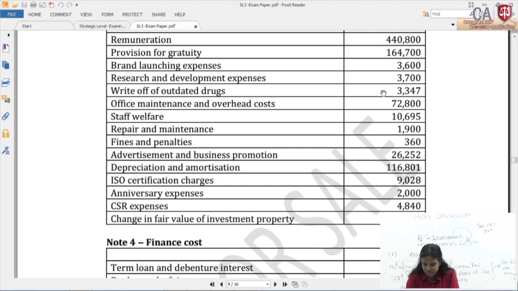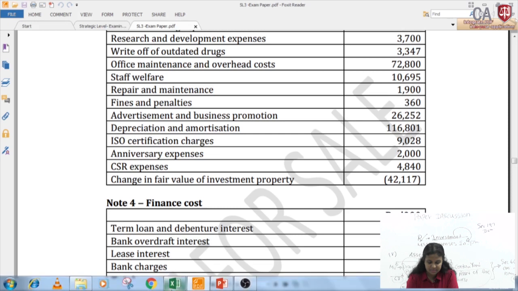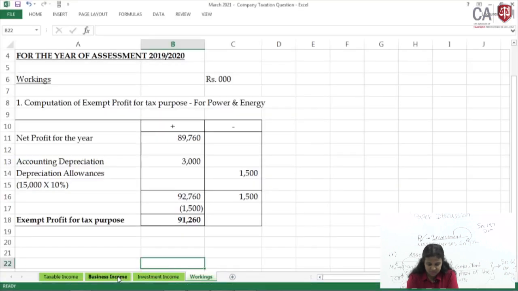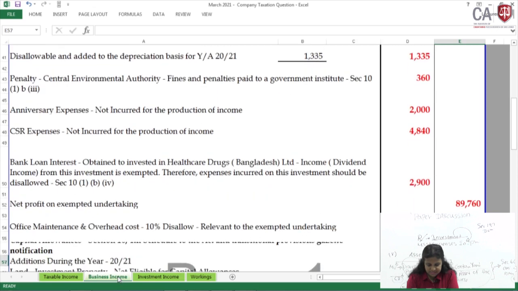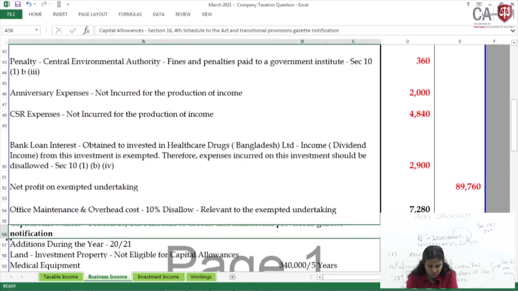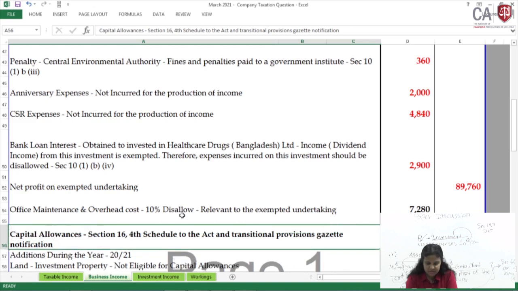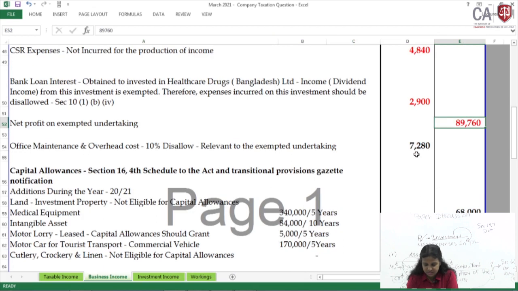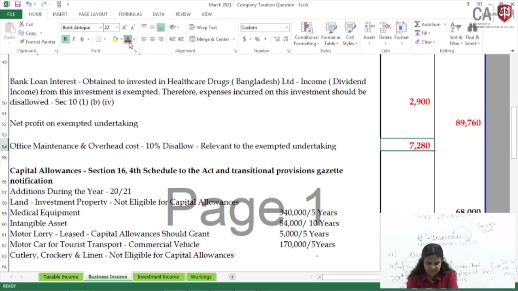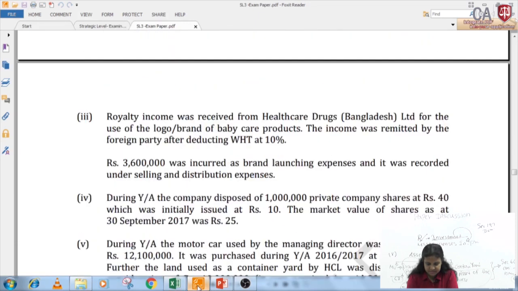Okay. A lot of students, according to the comments, have missed this adjustment in the examination. Then the office maintenance and overhead cost 10% should be disallowed relevant to the exempt undertaking. Exempt profit we have removed, and the expenditure incurred to earn that exempt profit we have to disallow. Both adjustments are completed. Now we will see if there is any other thing for us to do in that exempt undertaking of the power and energy.